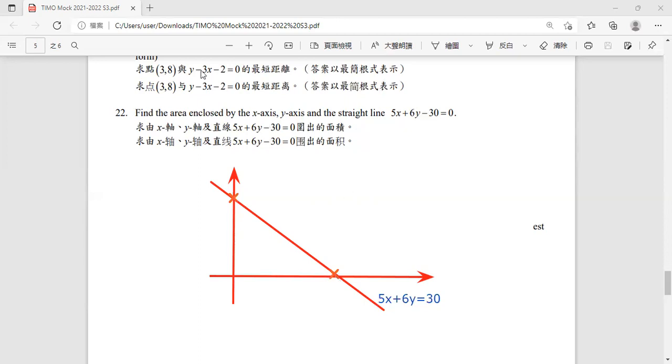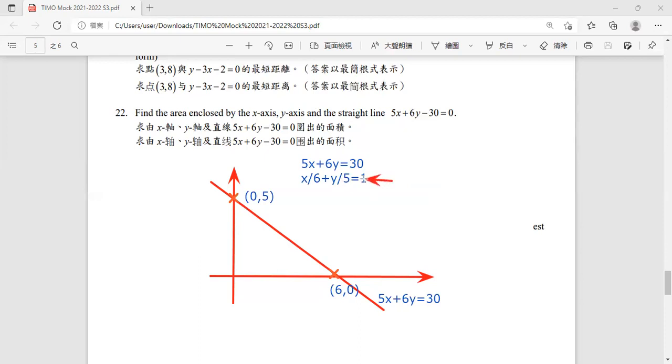But if you're smart enough, you can make something like this. Divide the whole thing by 30: x over 6 plus y over 5 equals 1. So now you know that this is 6 and this is 5.